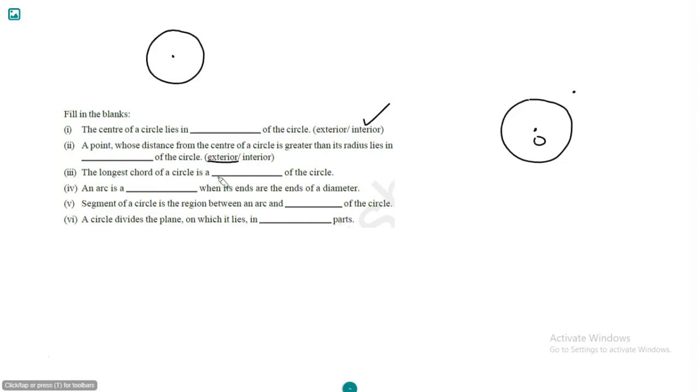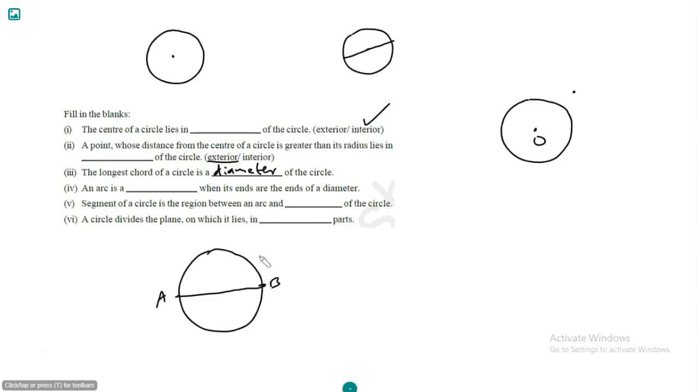The longest chord of a circle is the longest chord. You know that the longest chord is going to be the one passing through the center. So that's the diameter, right? An arc is a dash when its ends are the ends of a diameter. So when an arc's ends are the ends of a diameter. Let's look at a circle with an arc AB whose ends are the ends of a diameter. So if AB is a diameter, then this arc AB becomes a semicircle, right? So that's fairly obvious. An arc is a semicircle when its ends are the ends of a diameter.